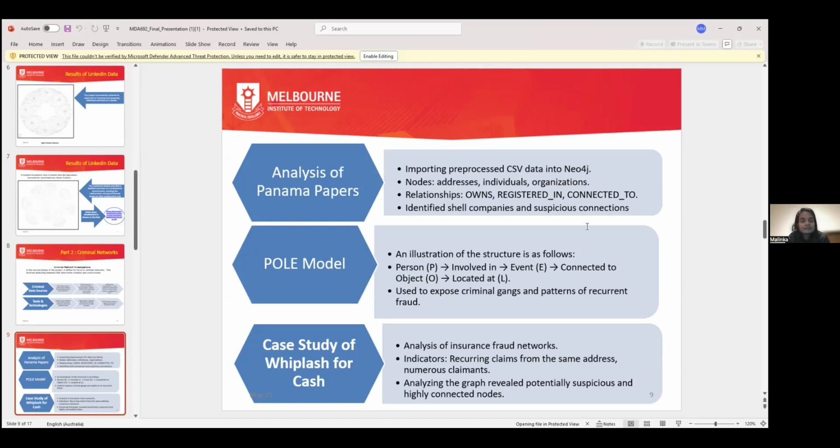Then the next is the case study of Whiplash for Cash. That is also an analysis of an insurance fraud network. There we look at recurring claims from the same address, and analyzing the graph reveals potential suspicious and highly connected nodes. So that's how all these three criminal datasets have been analyzed in our projects.